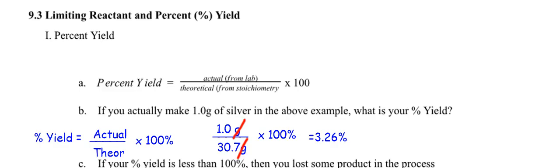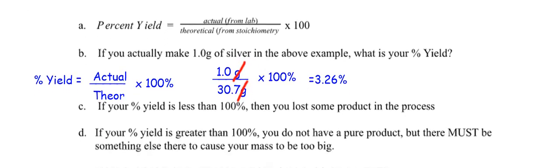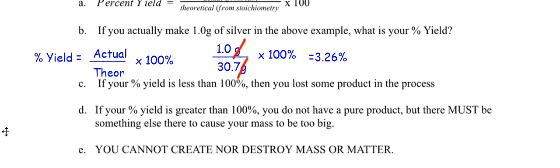So you may be wondering, where did my other 29.7 grams go? Well, if it's not in my pocket, and no, I'm not dishonest, it may be down the drain. Maybe when you filtered it, you lost some. You have a poor percent yield, don't you? And so it says if your percent yield is less than 100%, then you've lost some of the product.